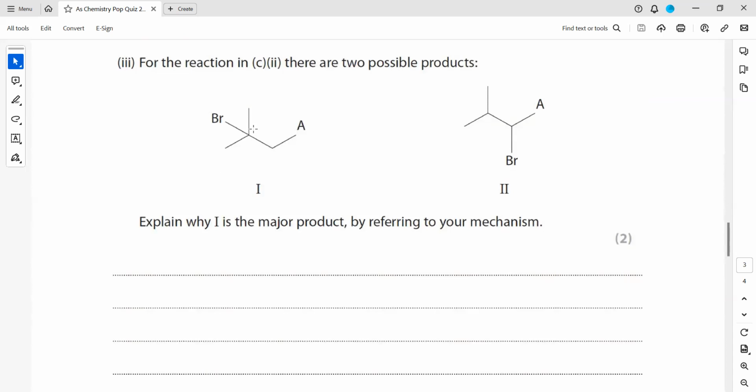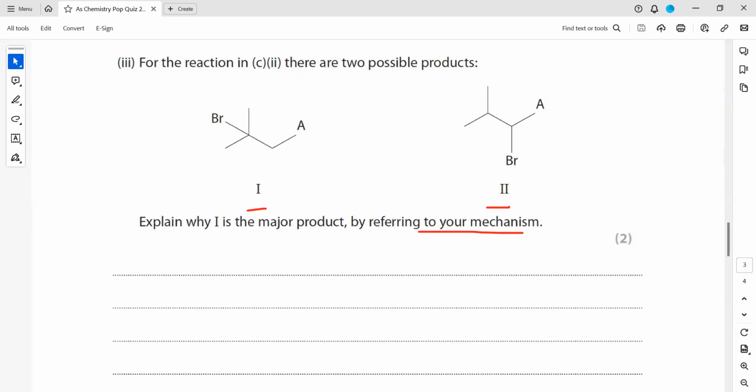For the reaction in C2, there are two possible products, as I mentioned, major and minor. Explain why the first one is a major product, by referring to your mechanism. As already mentioned, the reason is that in the first one, the carbocation which is formed is surrounded by more alkyl groups. Or you can also say it is a tertiary carbocation.